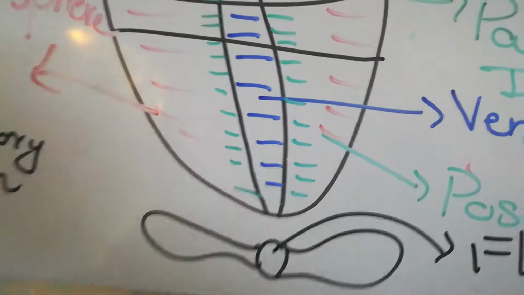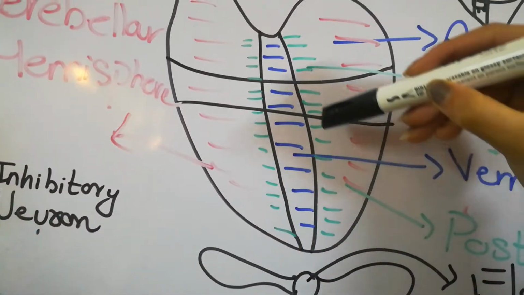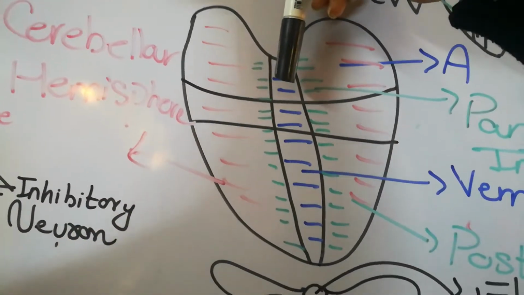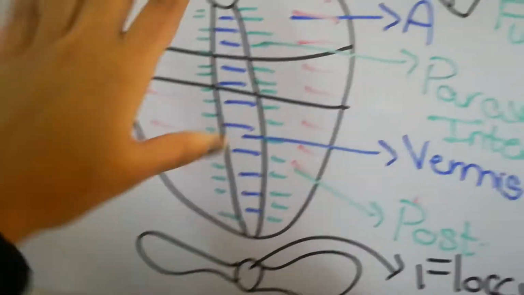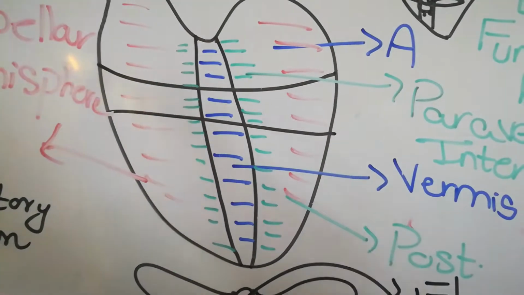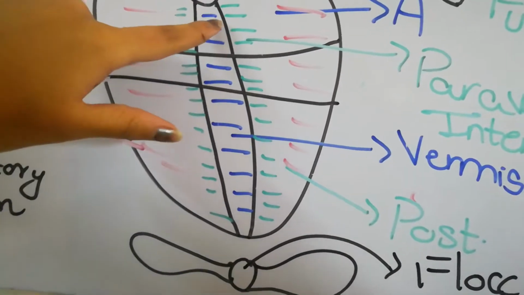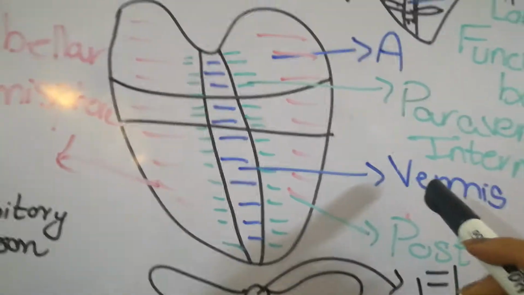Now, you can see that there is this central cavity I've drawn, which contains all the information coming from the cerebral cortex and higher centers of the brain. This space has been filled with some tracts. This center part, indicated with this blue color marker, is called the vermis.